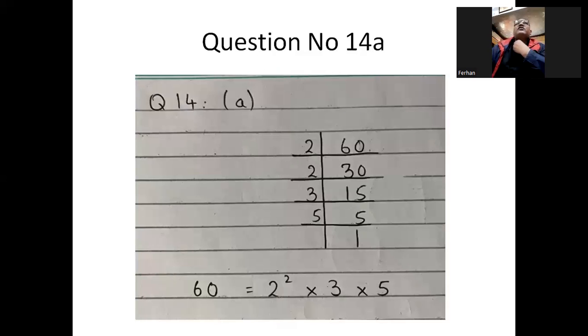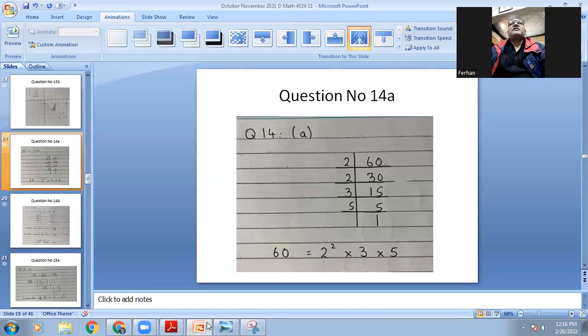Okay, so the next question. You divide 60 by 2, you get 30. Divide 30 by 2, you get 15. 15 divided by 3 will be 5. 5 divided by 5 will be 1. Here the rule is that you divide with the smallest possible prime number only. So 60 will be equal to 2 squared into 3 into 5. So this is how you do question number 14, its A part.